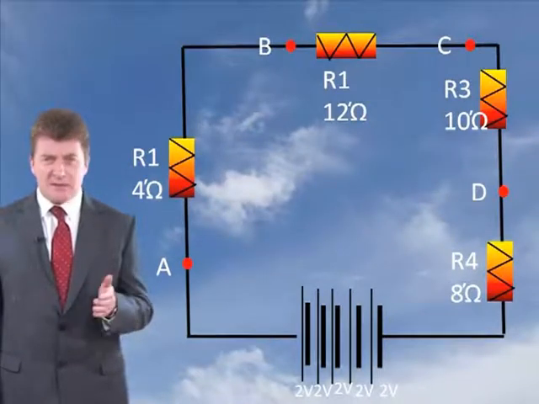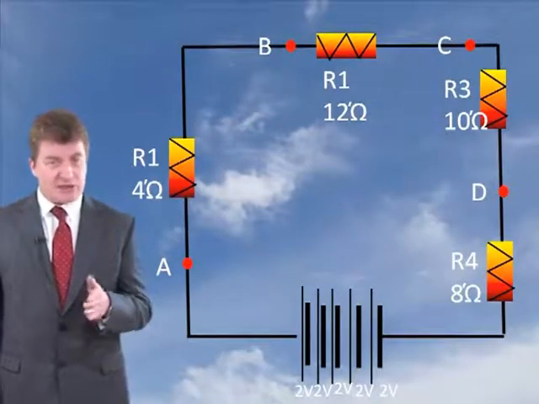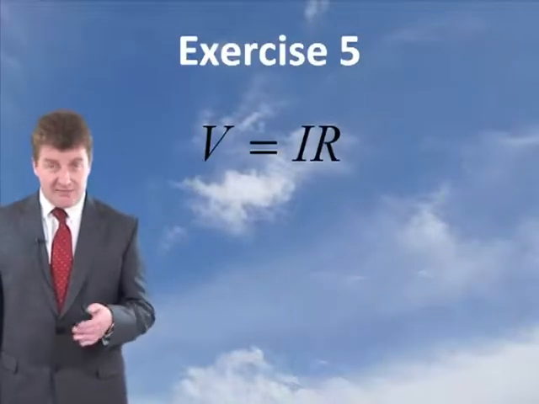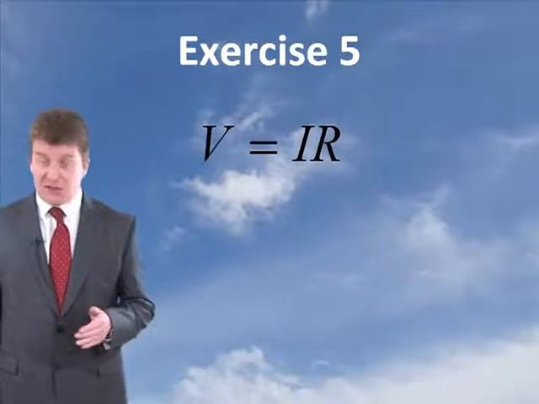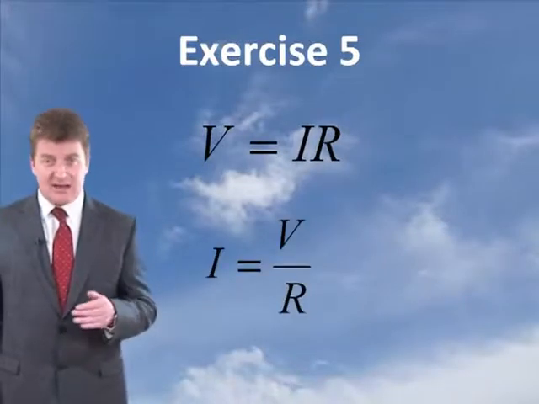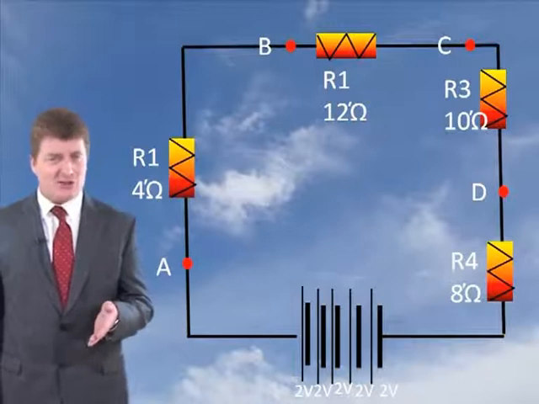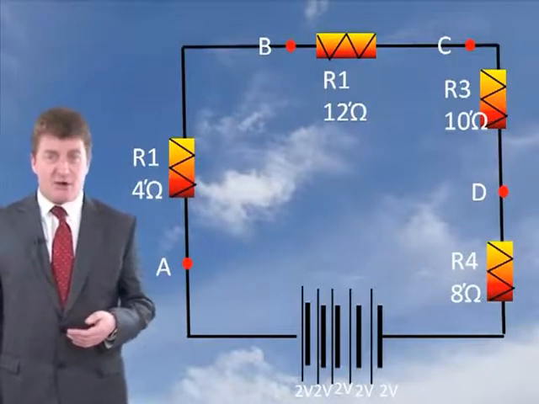Well, firstly, to be able to determine the voltage at these various points, you need to determine the current flowing in the circuit. This is the formula here, V equals IR, which by transposition is I equals V divided by R. Right, firstly, what's the voltage? We've got 5 batteries connected together, each of 2 volts, giving us 10 volts.